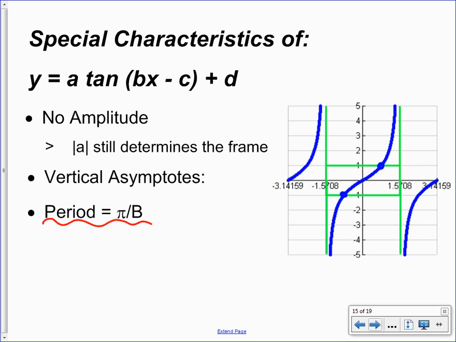Since the tangent graph has a period of pi, if it has been transformed, we find our new period with pi divided by b. Sine and cosine, 2 pi divided by b. Tangent, pi divided by b. And then we still find our starting point the same.